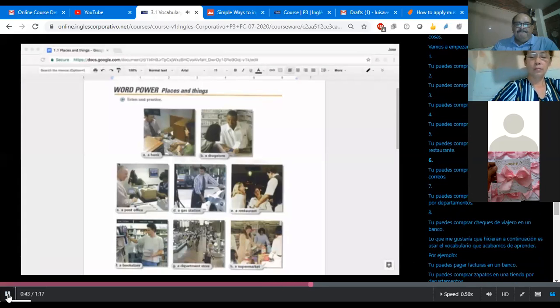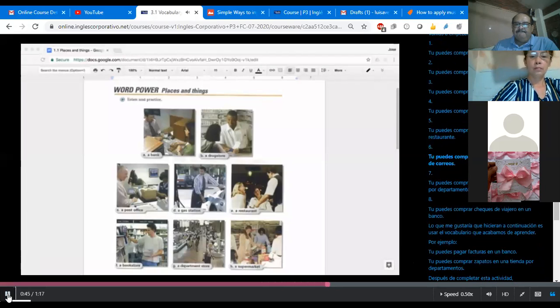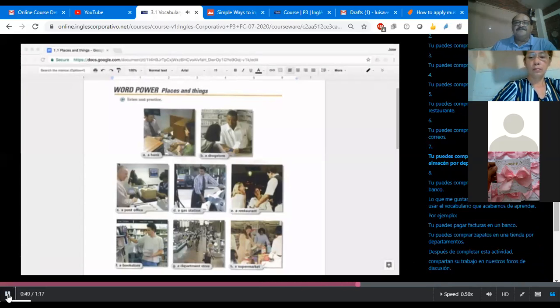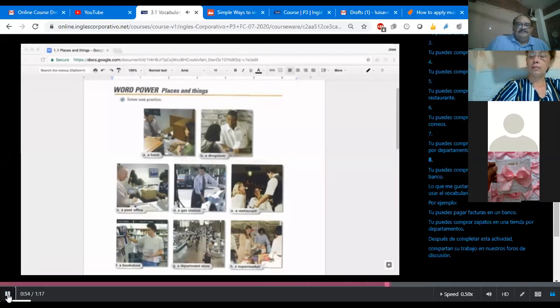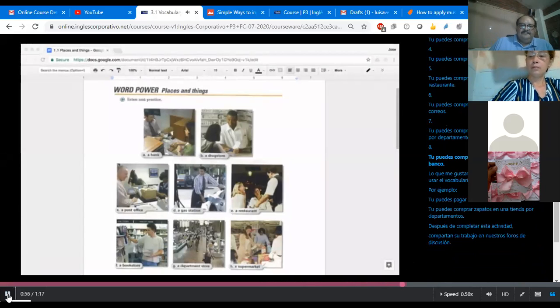Six. You can buy stamps at a post office. We don't use stamps anymore. You can buy a sweatshirt at a department store. Eight. You can buy traveler's checks at a bank.